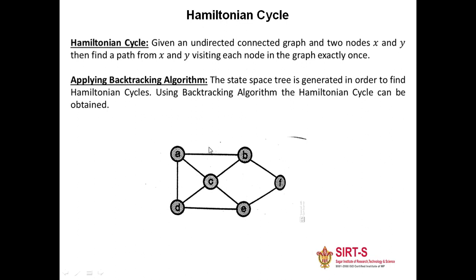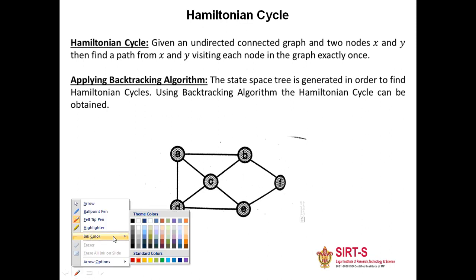If a graph contains a Hamiltonian cycle, then the graph will be known as a Hamiltonian graph. To solve this problem, we are going to use the backtracking algorithm. First of all, we'll have to take care that the graph should contain a Hamiltonian cycle. So how are we going to identify whether a graph contains the Hamiltonian cycle or not? Let's take an example.